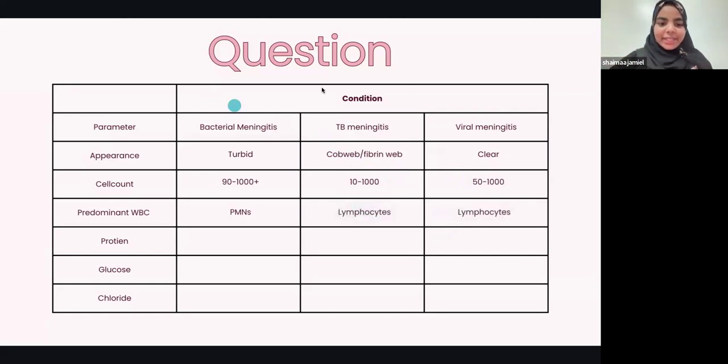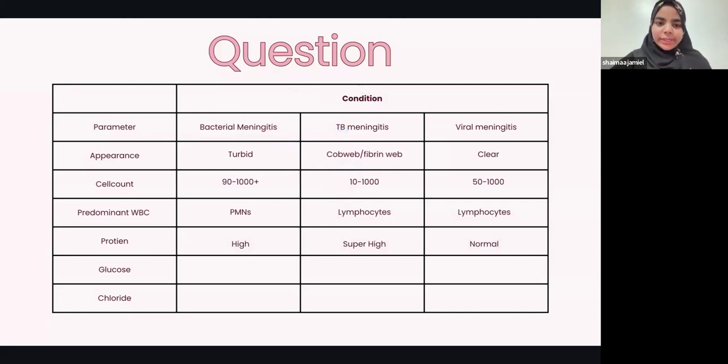Lymphocytes, okay, perfect. Now what about protein in bacterial meningitis? Is it normal or high? High. And in TB? Also high, super high. And in viral meningitis? Yeah, so it's usually normal. It can be slightly elevated, but mostly normal.